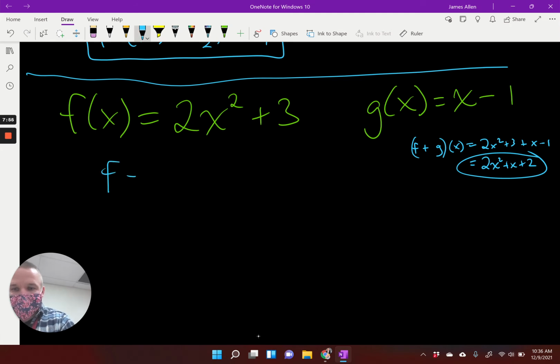So let's do f minus g. Got to be careful with this one because there's the subtraction, so we have to distribute that negative.